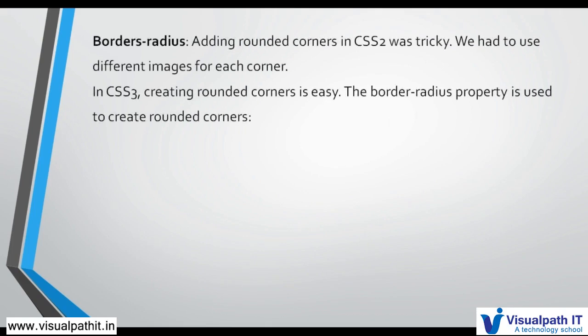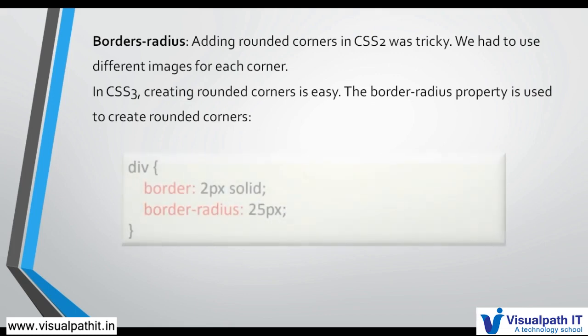So what is border radius? Adding rounded corners in CSS2 was tricky. We had to use different images for each corner. To avoid this, this is one of the greatest features in CSS3. Creating rounded corners is made easy. The border radius property is used to create rounded corners. Let's see how.